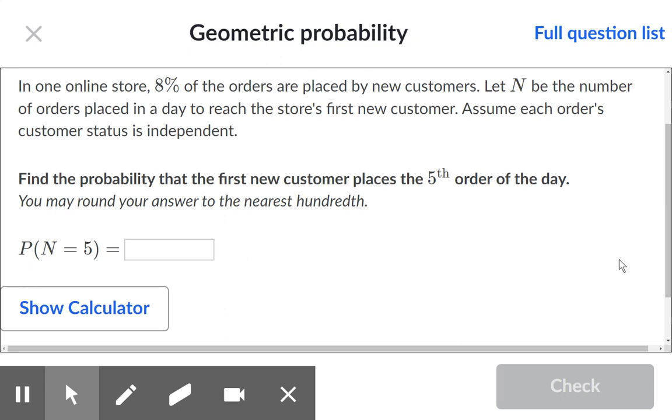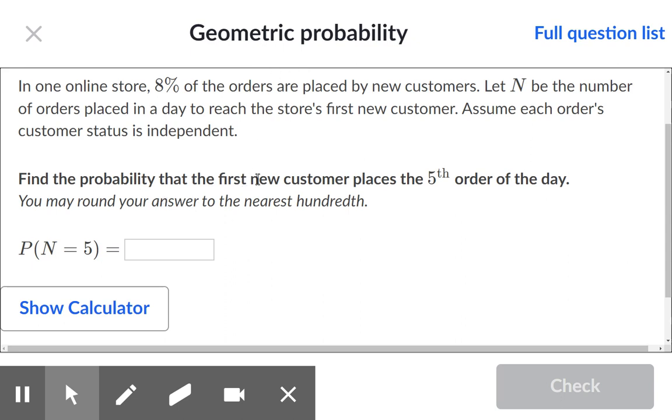Okay, so check this out. In one online store, 8% of the orders are placed by new customers. Let M be the number of orders placed in a day to reach the store's first new customer. There again, see, P is given, that's 8%. And here you count the number of orders until the first new customer comes up. So assume each order's customer status is independent. So this is geometric.